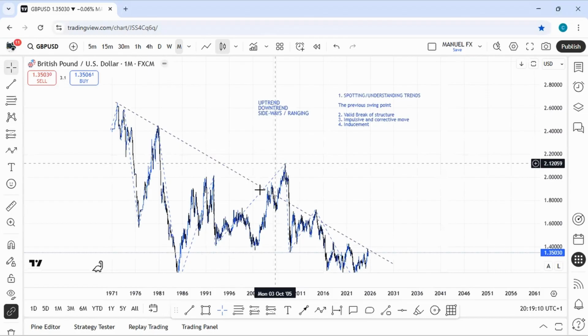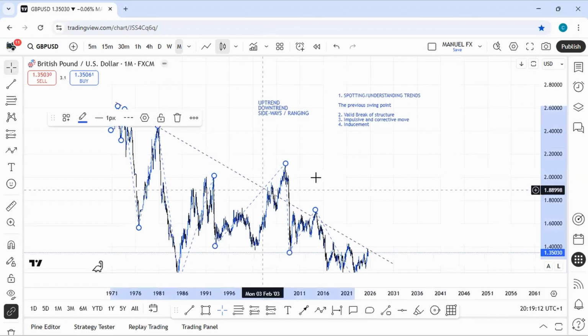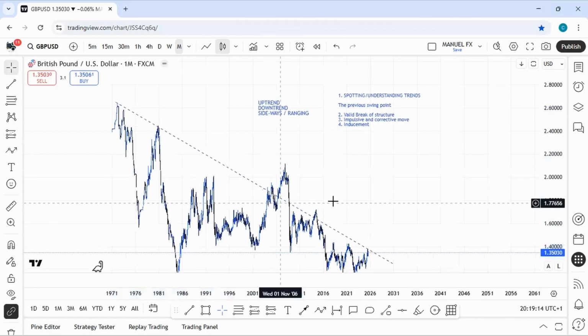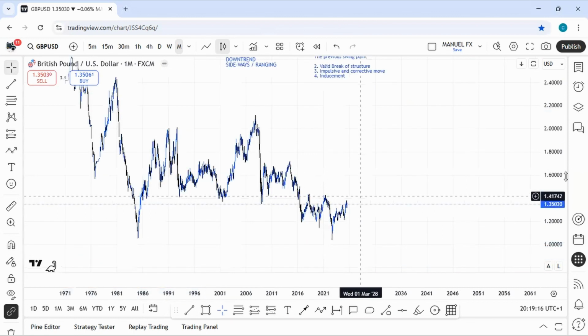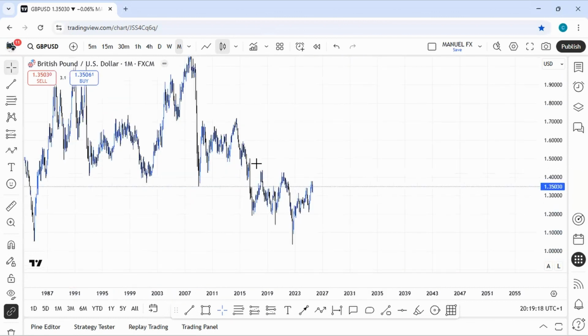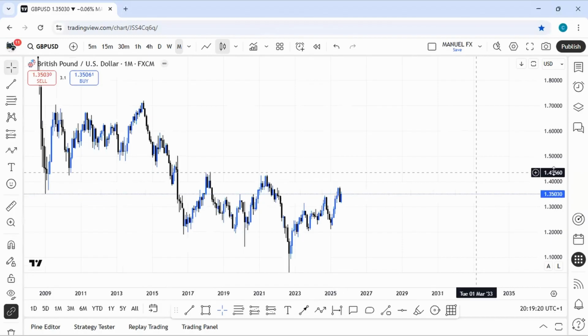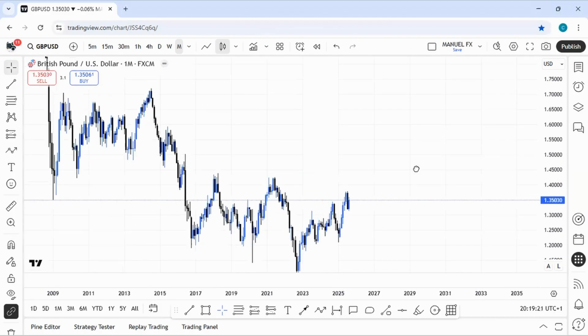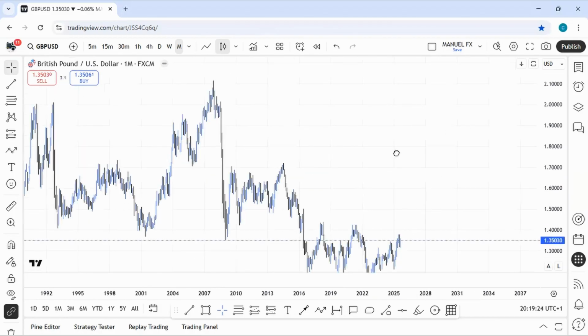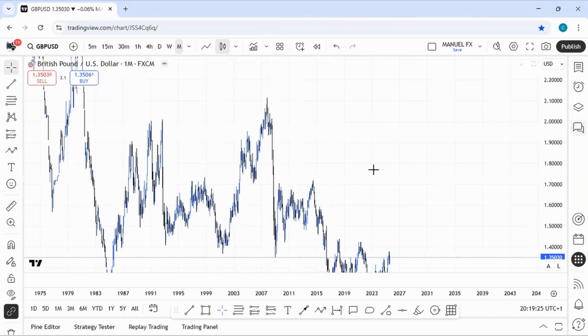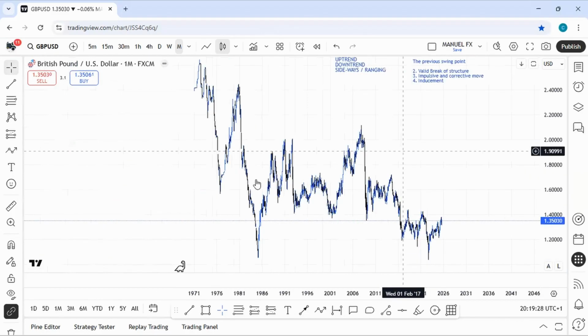So now, on the monthly time frame, what we want to look at is the current swing point on the monthly time frame. We are looking for the current swing point on the monthly time frame, now knowing that the market is on a downtrend here.